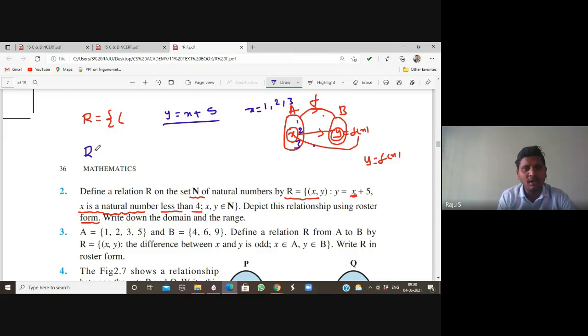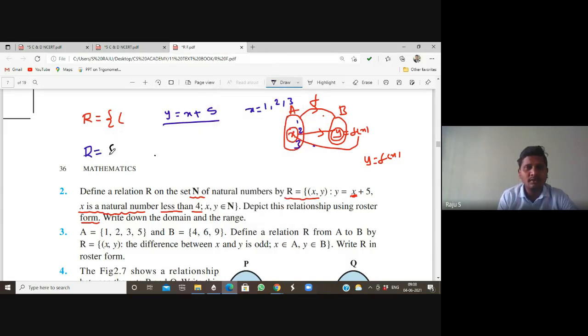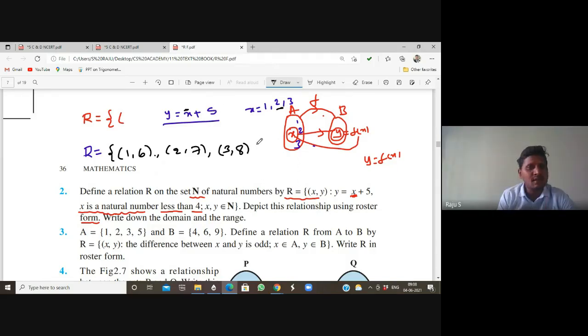Fine. So what is the R we are going to get? Yes, students, what are the possible ordered pairs? Substitute x is equal to 1 here: 1, comma, the y value is 6. Substitute x is equal to 2 here: 2, 7. Substitute x is equal to 3 here: the y value becomes 8. These are the only possible values.